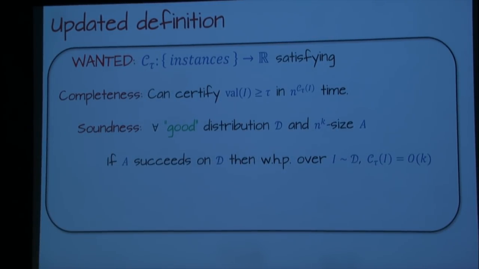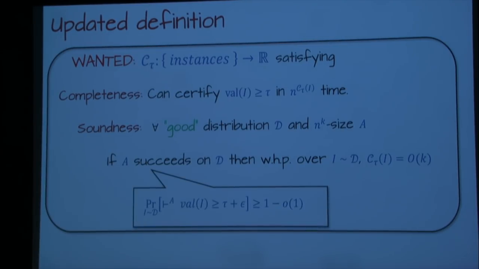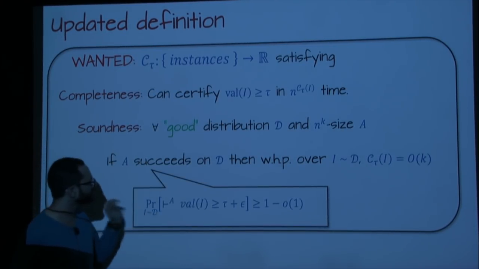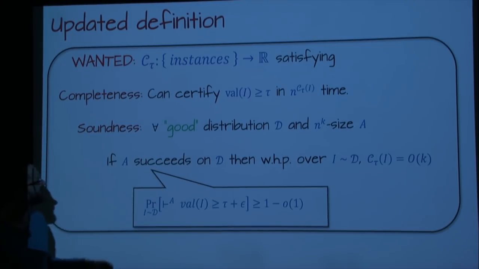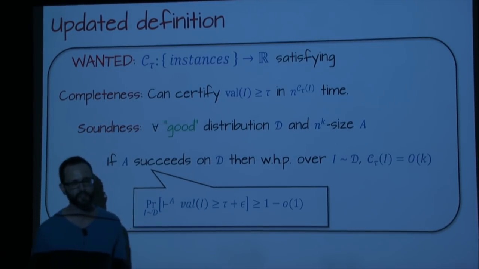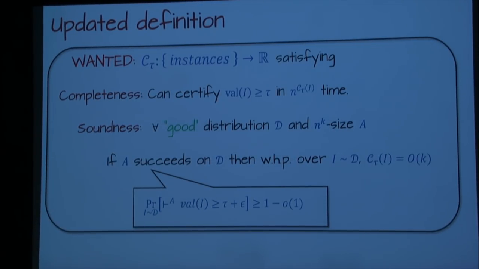My instance-based complexity measure is O of k. And the way I write this, not so important for this talk, the way I write succeeds, it means it certifies a value of at least tau plus epsilon. Let me give some epsilon slack to make it a little easier. So again, maybe you wrote it in the contrapositive, now the soundness condition.